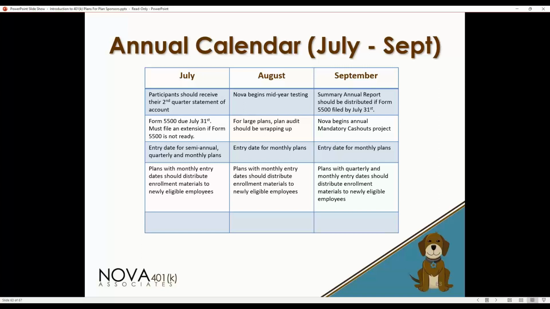If you have a large plan, as Christine had gone over, a plan that has more than 100 participants, you're going to be needing an audit as well. And I would say to get that audit started as early as possible. I have some clients where we have audits started in April and May, so that they are wrapping up by July 31st. But if for any reason that audit's not completed, we can put your 5500 on extension to October 15th. So October 15th will be the final due date of any 5500. And there are very large penalties for a late 5500. So we want to make sure that we get that data in and completed, if possible, by July 31st, but no later than October 15th.